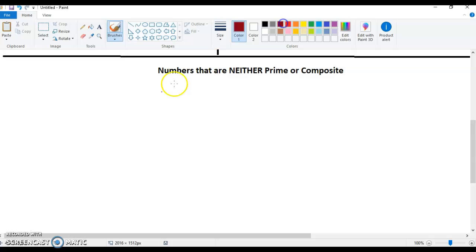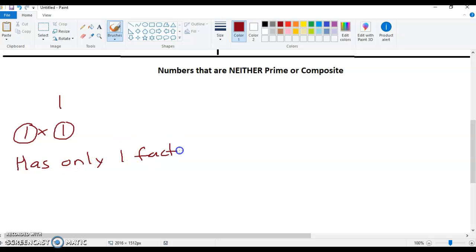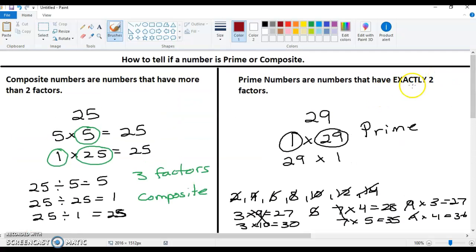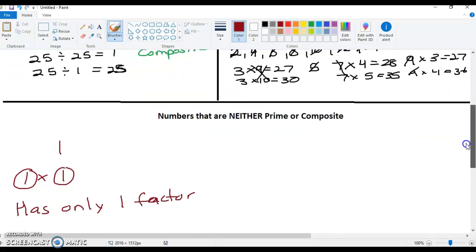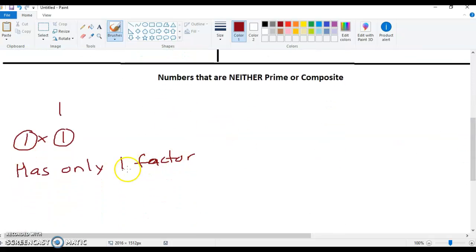The first example is the number 1. What do we do with the number 1? Well, the only way to get 1 is if you multiply 1 times 1. But what do you notice? They're the same. 1 and 1 are the same, so the number 1 has only one factor, just the number 1. So remember, if a number is prime, it has to have exactly 2. If it's composite, it has to have more than 2. Well, the number 1 only has 1. So we say it's neither.